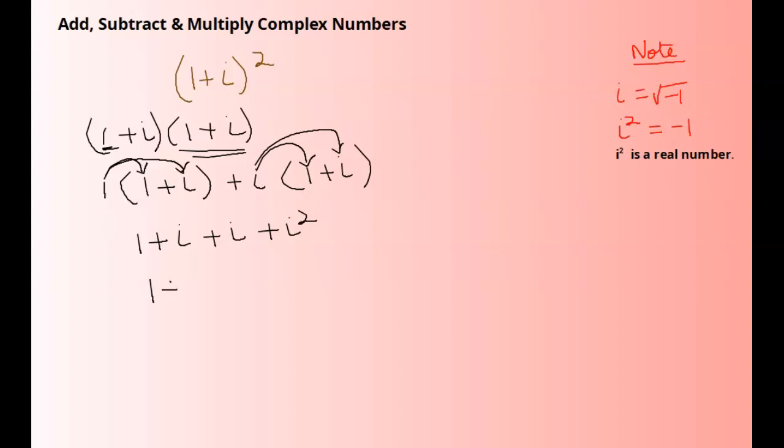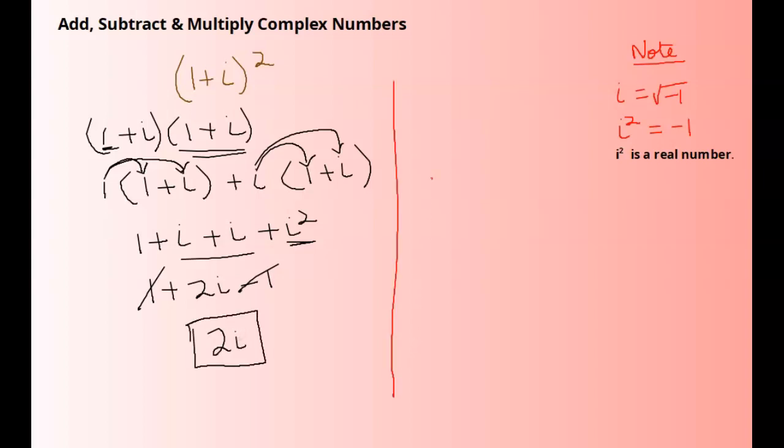So we got 1 plus 2i. And here, we know that it's negative, so it becomes -1. And this cancels this. So here we got 2i as an answer.